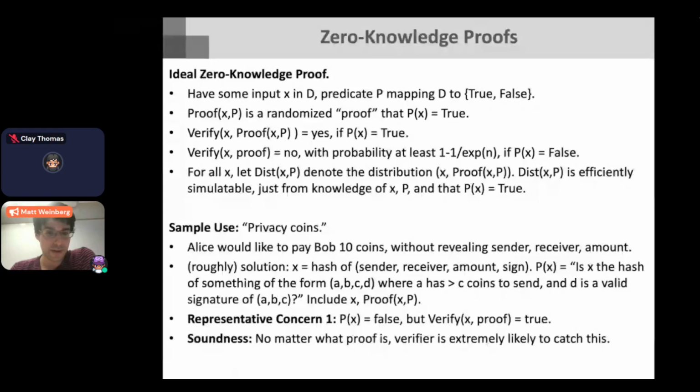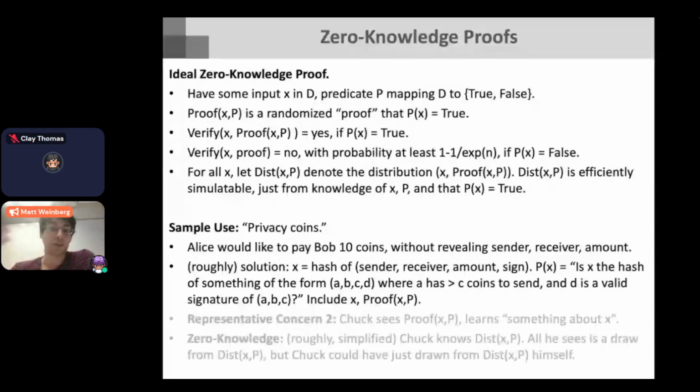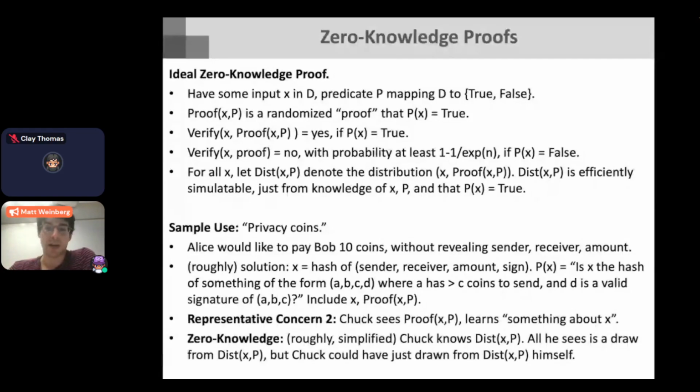Okay, and then again, the representative concern too would be that Chuck learned something about X just by seeing the proof, right? And what you should think through is that, again, Chuck knows the distribution that the proof is drawn from. He knew what was going to happen, and then he just saw a sample. So what did he really learn from this? He could have just drawn that sample himself. Okay.